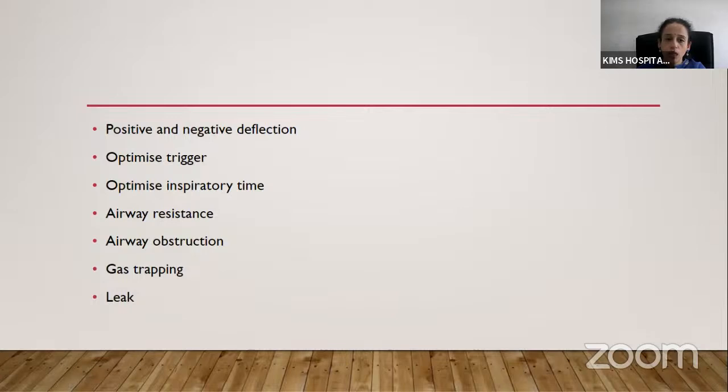So what are all the things we can learn from the flow scalar? We can optimize the trigger. We can optimize the inspiratory time. We can see if there is any airway resistance, airway obstruction, gas trapping, and gas leak. So the flow scalar is the most useful scalar. From this, we can get a lot of information.